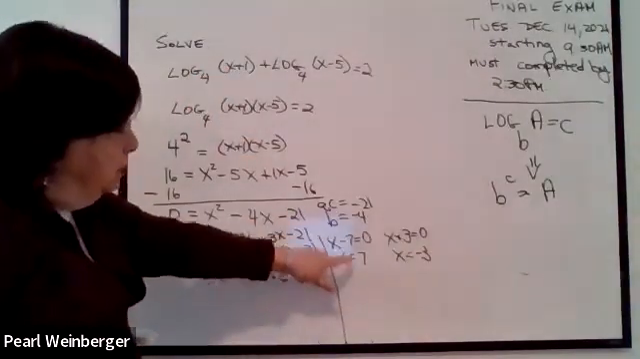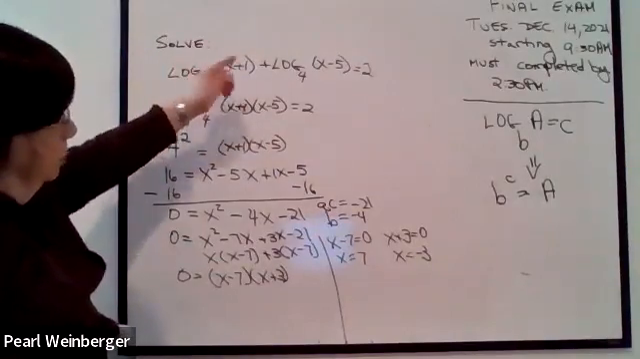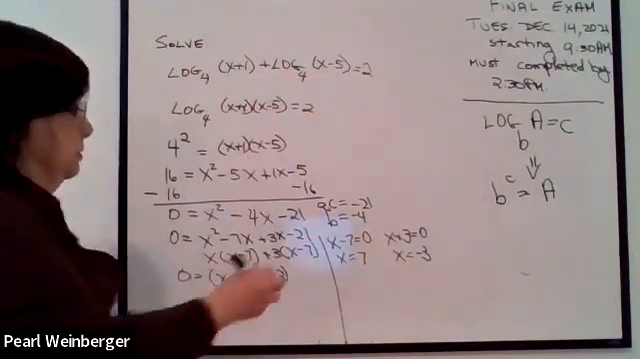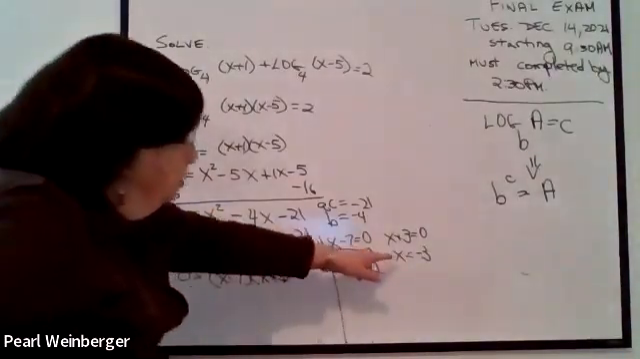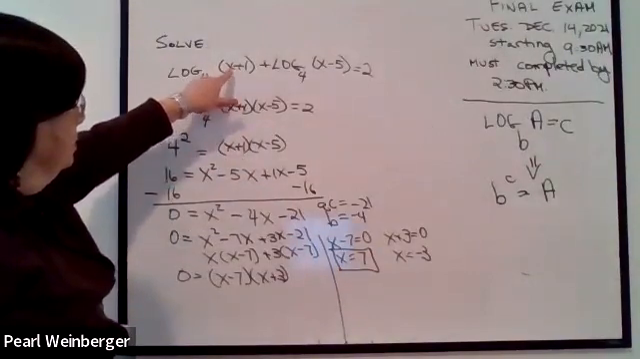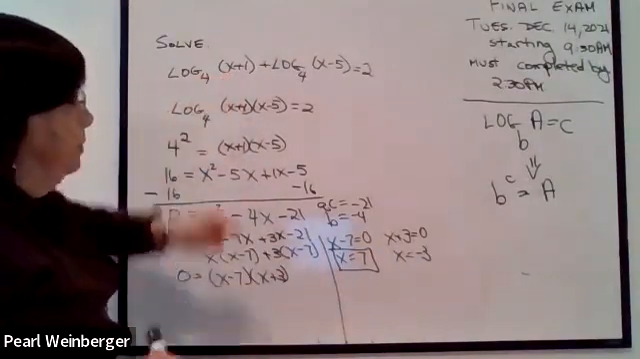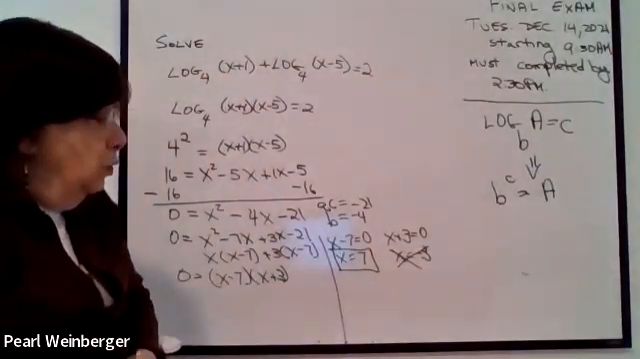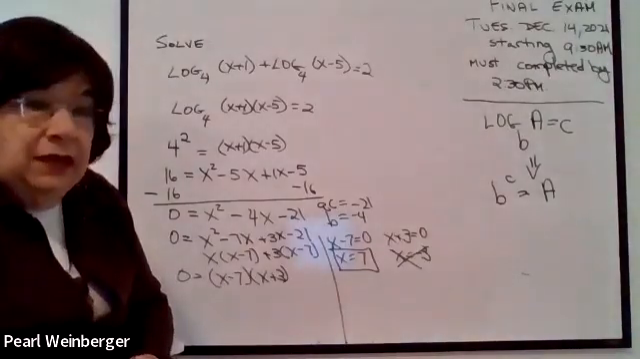Now, if I pick x to be 7, this will be a 7 plus 1, which is 8, which is a positive number. And this will be 7 minus 5, which is 2, which is a positive number. So x equal to 7 is good. But when I try to use x equal to negative 3, even right away, in my first parentheses, negative 3 plus 1 is negative 2. I can't do the log of a negative number, so I have to throw out this extraneous root, and the only correct answer is x equal to 7.